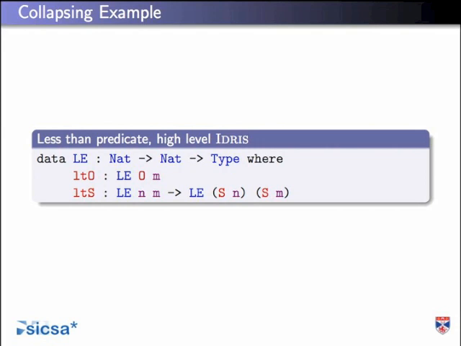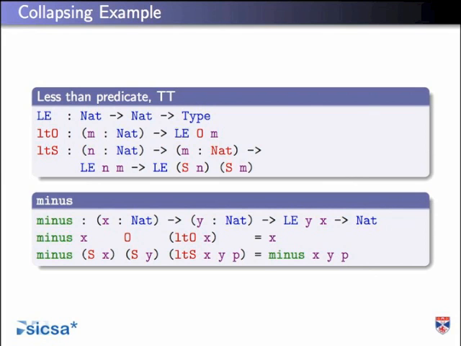So this is a collapsible data type. It's the less than or equal predicate on two natural numbers. I said less than. I mean less than or equal. So 0 is less than anything, and if we know that n is less than m, then we also know that n plus 1 is less than m plus 1. Now, there is no computational content in this. You can tell everything you need to know about this data type just by looking at the indices. How can you do that? Well, I'll show you. Here's a program that uses it.